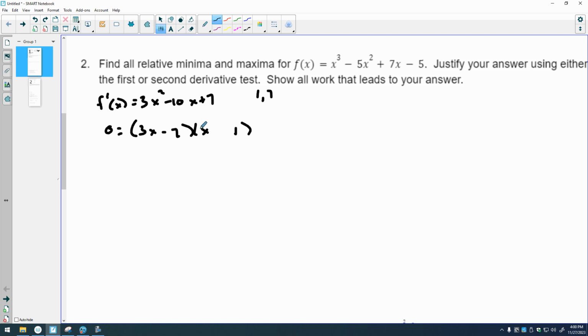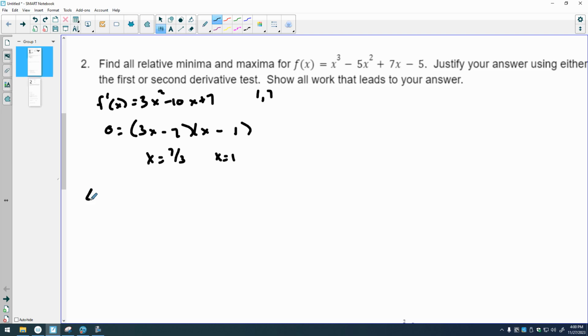So they both need to be negative because that's negative. They're both the same sign because that's positive. All those techniques or concepts from factoring. What makes this 0? A positive 7 divided by 3 and a positive 1 for that one. So there's my 2 critical values.